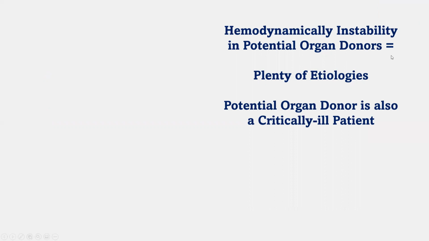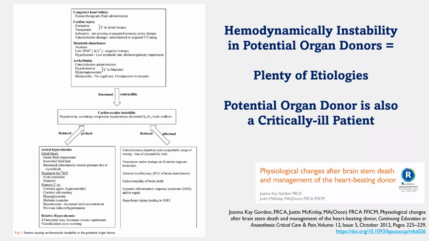Okay, so hemodynamic instability in potential organ donors has plenty of etiologies. Remember, a potential organ donor is also a critically ill patient, and we should treat them as we treat any other critically ill patient when we are aiming to maintain perfusion and hemodynamic stability. So I like this article written by Joanna K. on the topic of physiological changes after brainstem death.